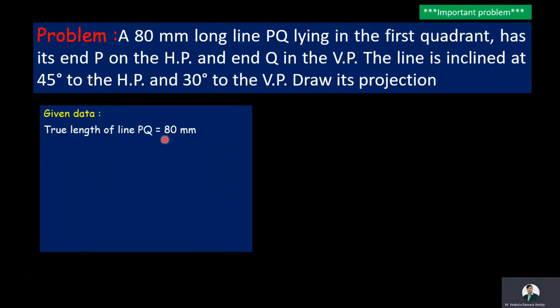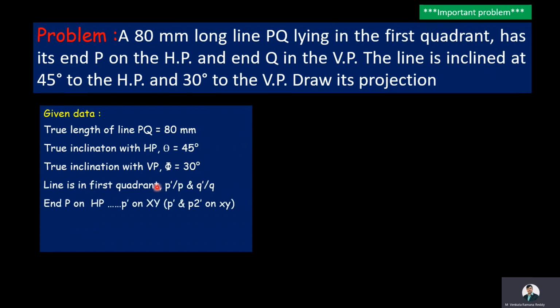The true length of the line PQ is equal to 80 mm, the true length inclination with HP, that is theta, is equal to 45 degrees, and the true length inclination with VP, that is phi, is equal to 30 degrees, and the line is in the first quadrant. That means its front view image comes above the XY line and its top view image comes below the XY line. Then in the present problem, it is mentioned that end P is on HP, so its front view, that is P dash, comes on the XY line.